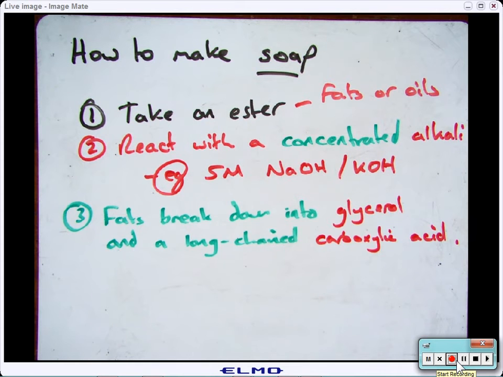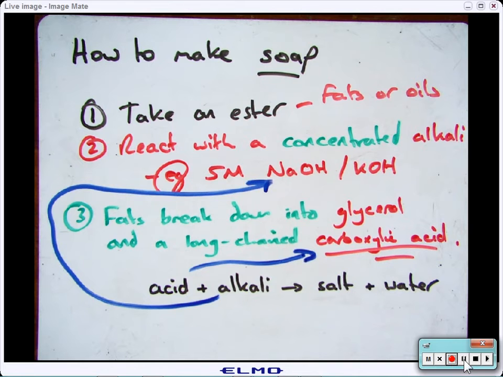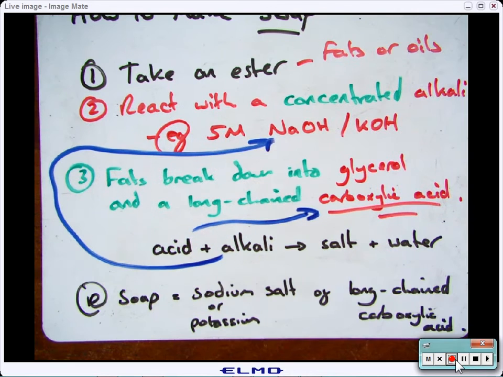When boiled, which obviously you did during your practical, the fat breaks down into glycerol and carboxylic acid. It's this carboxylic acid here that then reacts with the alkali to produce your salt and water. So simply put, your soap is a salt, usually sodium or potassium, that's been made out of a long chain carboxylic acid. Right, the next bit is going to show you how these soaps work.